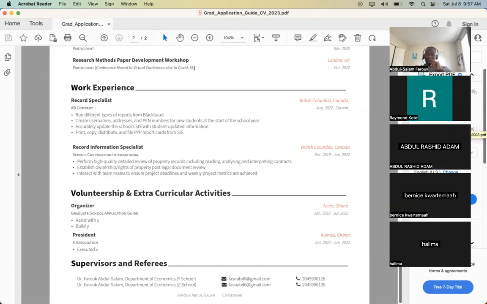Now, let's quickly go ahead and discuss your work experience. So here, you should have your work experience. Those who have any related work experience, you can just put it here, define what your role is, the company name for sure, where the company is located, the year, and just go ahead.